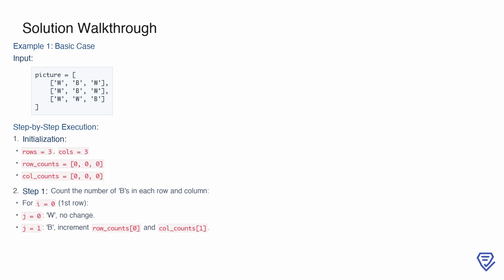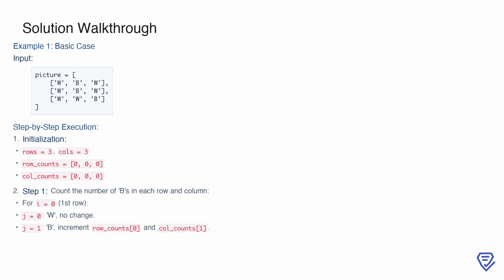First, we initialize some variables. Rows and cols store the grid dimensions, both set to 3 here. We also create two arrays, row_counts and col_counts, initialized to zeros, to track the number of black pixels in each row and column. Next, we iterate through the grid to count the Bs in each row and column.